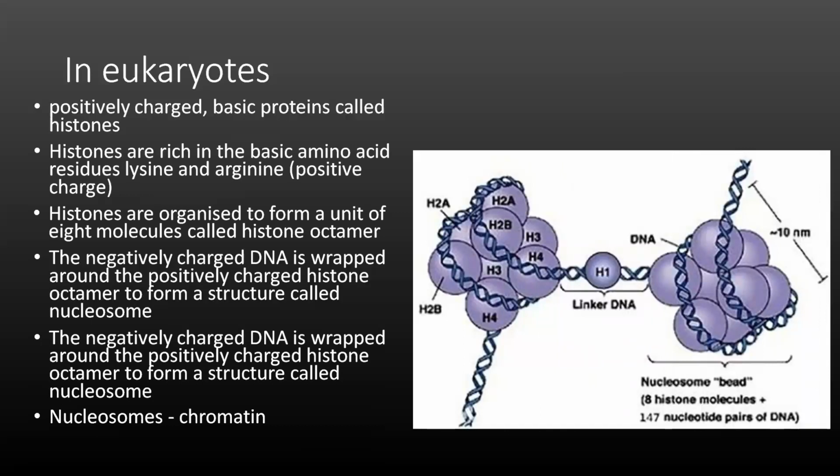The proteins are two molecules of H2A, two molecules of H2B, then H3 and H4, two molecules each. What is H? H is for histone. Histone 2A, histone 2B, histone 3 and histone 4. All multiplied by 2 will give you 8. So this is how it is formed.